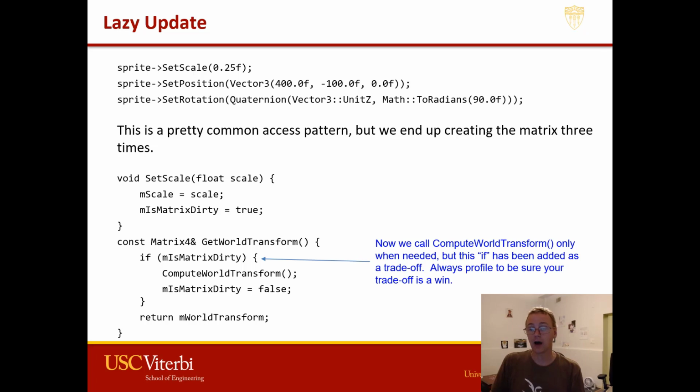Okay, because now we only call the compute world transform, which is really the expensive part. We only call it once when it's needed, but we haven't really had to drill in to figure out when it's needed. It's sort of automatically figuring it out for us. However, I will say, always profile it to make sure this is a win, because we have inserted an if. We've inserted an if on every single call to get world transform.